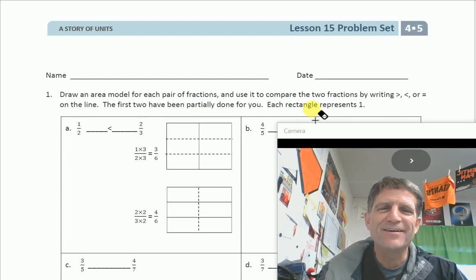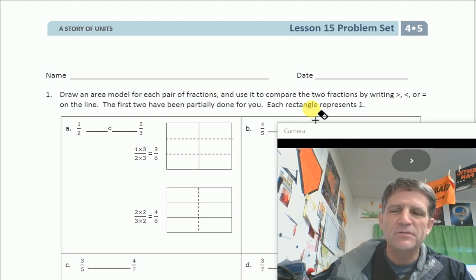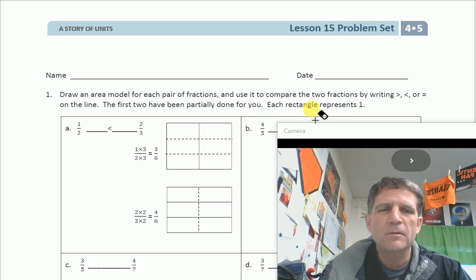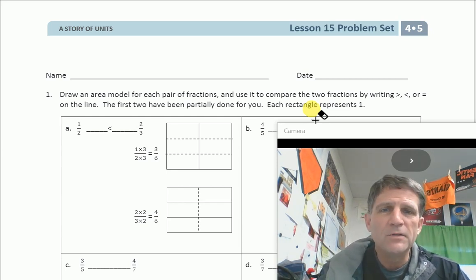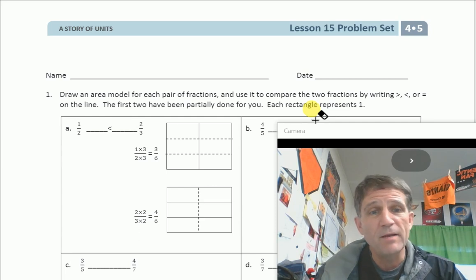Alrighty, let's get started with our Module 5, Lesson 15 problem set. In this lesson, what we're going to be doing is finding common units or numbers to compare two fractions. So we're continuing to compare two fractions, and this time when it says common units, we're looking for either numerators or denominators that are the same, because they're easier to compare when they're the same.